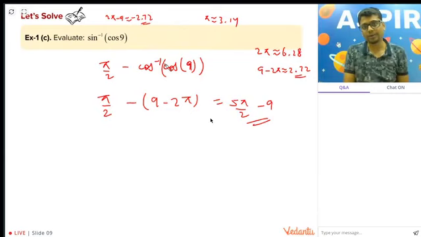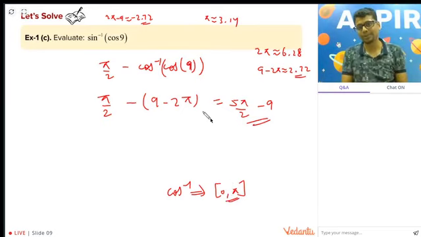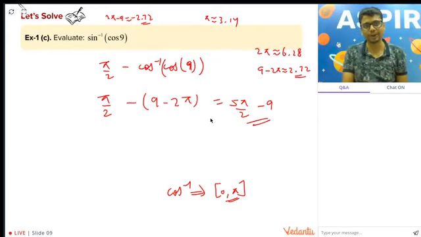But the output of cos inverse is what? 0 closed to pi closed, right? So to make sure my range matches, my output of cos inverse should always be between 0 closed and pi closed. I hope there shouldn't be any doubt. In case there is doubt, please ask.